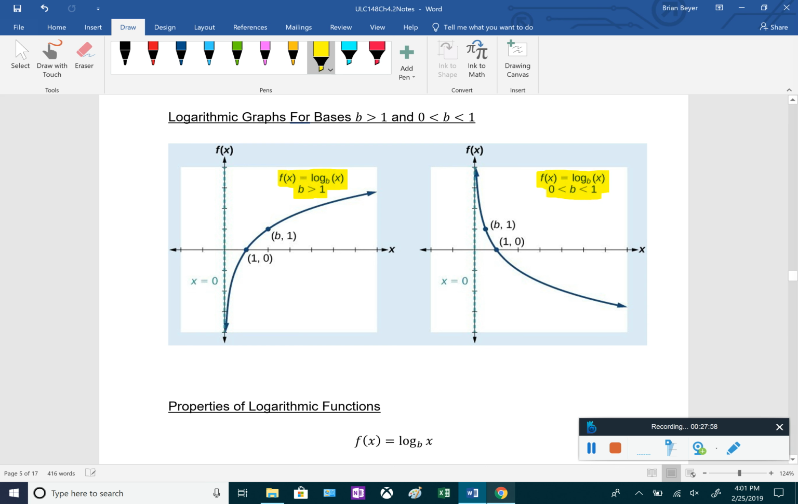Okay, for the next one, for base being between 0 and 1, for this one on the right, so something like 1/2, it's going to be decreasing. So notice for both of these graphs, there's a vertical asymptote at x equals 0. So this one is going to be a decreasing function. The point b comma 1 is still on the graph, and it still has an x-intercept of 1.